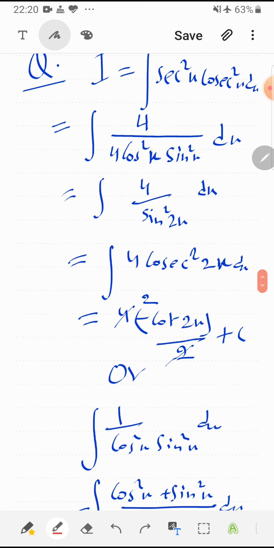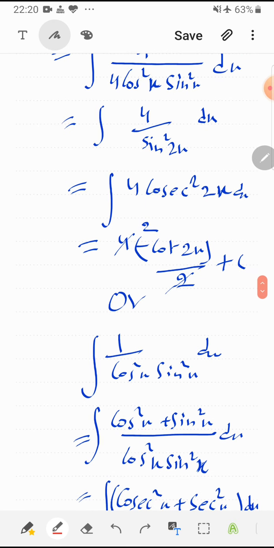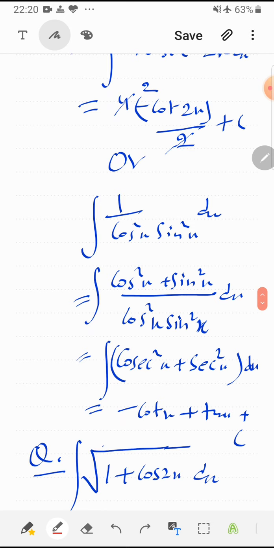Second way is again, starting is similar. It is 1 by cos square x into sine square x, and 1 can be written as cos square x plus sine square x. So we can split this fraction, and by chance it is again cosecant square x and secant square x, but with a positive sign in between, so that integral is very easy: minus cot x plus tan x plus c.